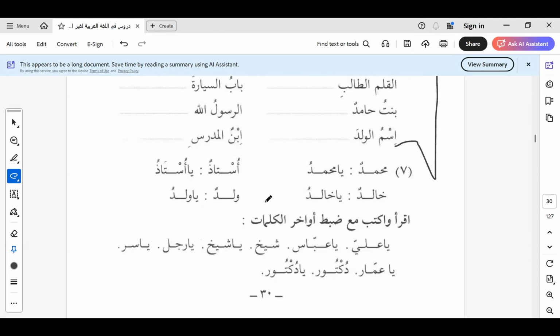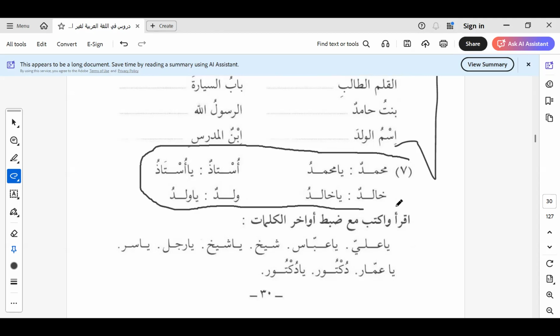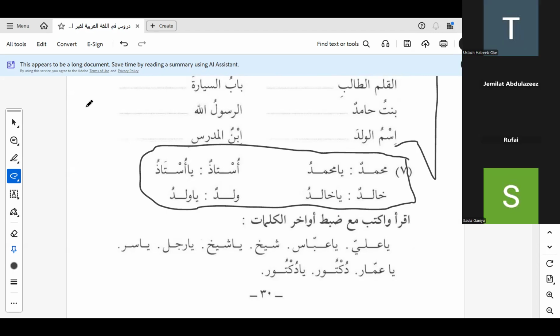Now this one here is al-munada. It is one of the seven types of ma'rifah that we are going to talk about. Muhammadun, ya Muhammadu. Ustadun, ya Ustadu. Okay? So, Muhammadun, ya Muhammad.